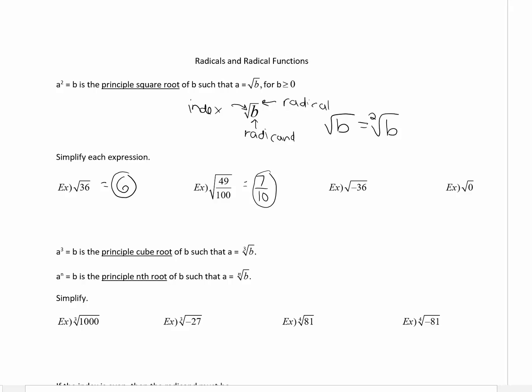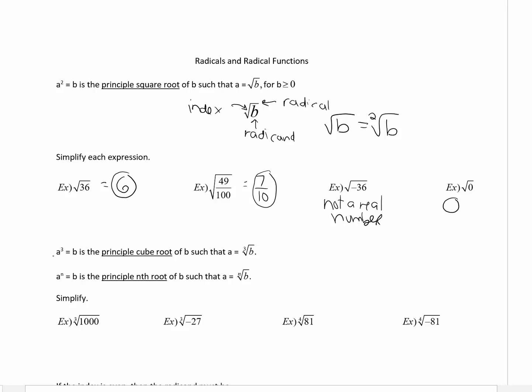Now, the square root of negative 36. Well, if I do 6 times 6, that's a positive 36. That does not work. And if I do a negative 6 times a negative 6, that is also a positive 36. So this is not a real number, because I cannot take a number times the exact same number to get negative 36. And then the square root of 0 is 0 because 0 times 0 is 0.